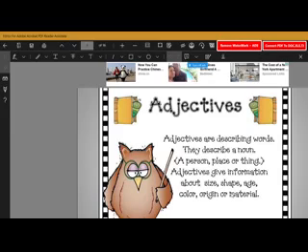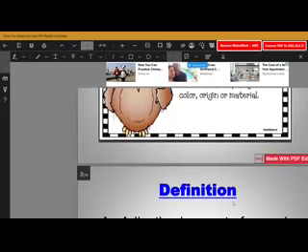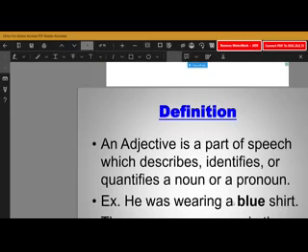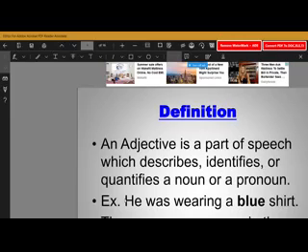Adjectives give information about size, shape, age, color, origin, or material, whatever kind of thing it is. For each section I will give you different examples so that it becomes super clear for you. Now comes the next part, which is the definition. An adjective is a part of speech which describes, identifies, or qualifies a noun or a pronoun.